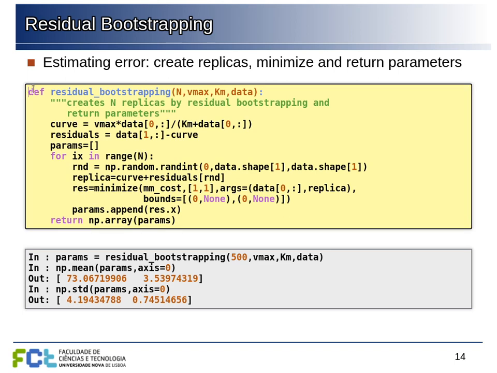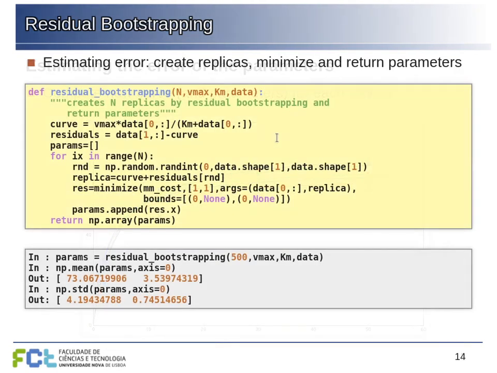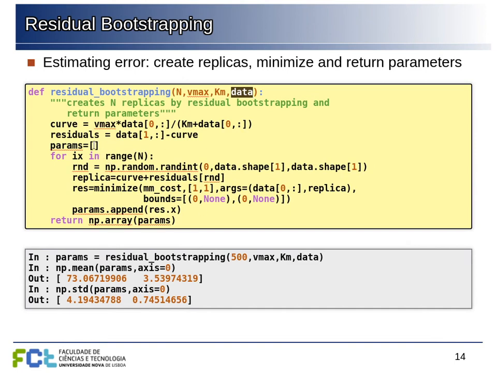So this is how we can do it. We can create this function where we're going to do residual bootstrapping over n replicas. And these are the original parameters of our curve. So we did this original fit. We have the Vmax and Km parameters. We have the original data. And now we're going to create replicas by residual bootstrapping.